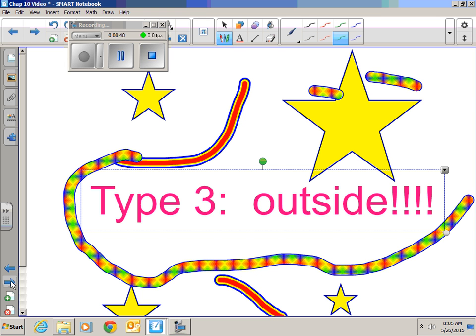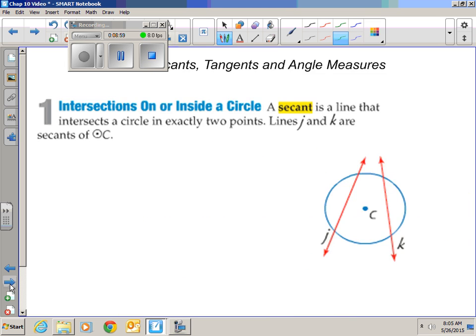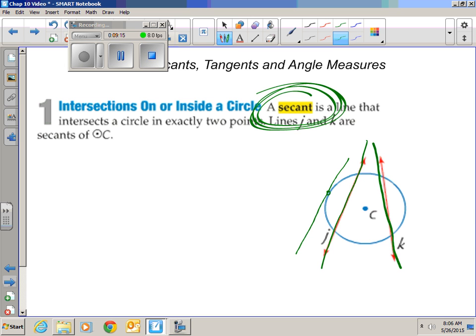Whoa, type 3. Outside. There are 3 types of angles now. Now the vertex is outside the circle. Let's just review one quick word. Secant. A secant is a line that passes through the circle in 2 points. Remember, a tangent is a line that touches. This gives the circle a kiss because it only touches the circle at 1 point.